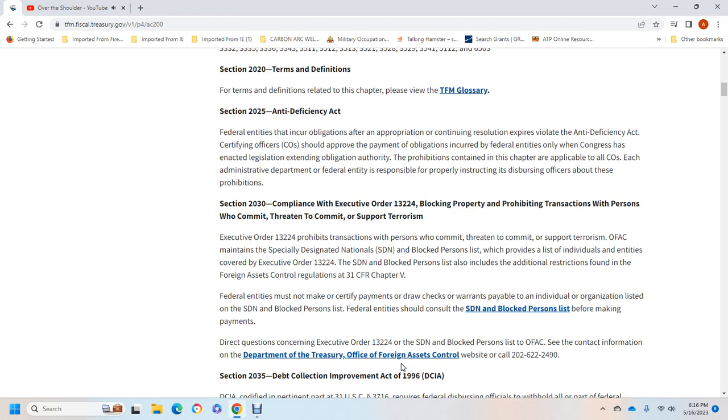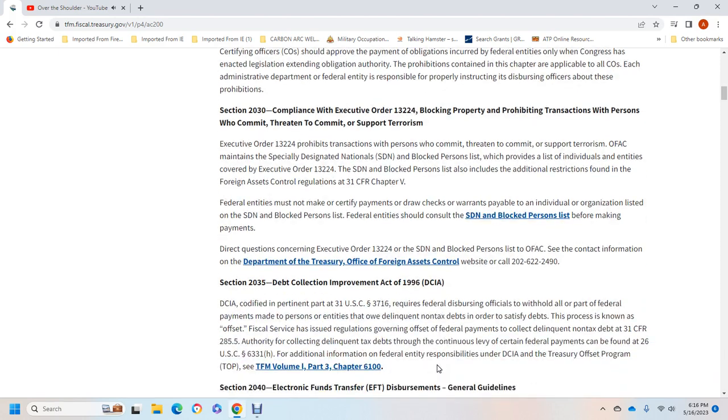Federal entities must not make certified payments or withdrawals of tax warrants payable to individuals or organizations listed on the Specially Designated Nationals and Blocked Persons list. Federal entities should consult the SDN list before making a payment. For direct questions, for example about Executive Order 13224, contact OFAC, the Department of the Treasury, Office of Foreign Assets Control, at 202-622-2490.